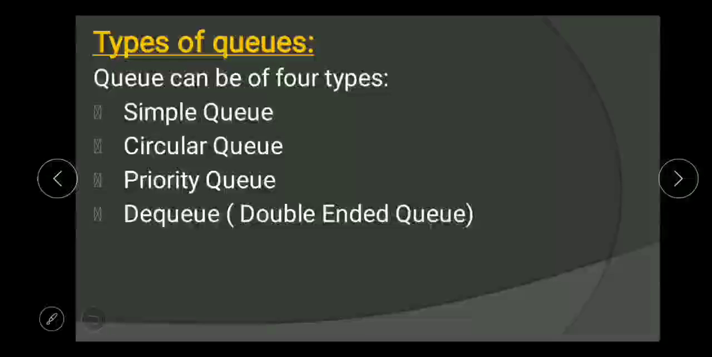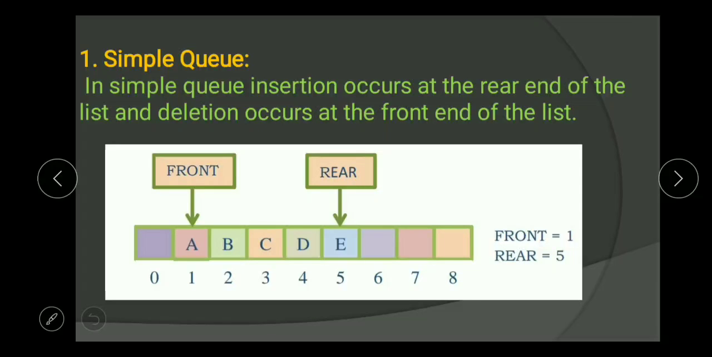Types of queues. Queues can be of 4 types: simple queue, circular queue, priority queue, and DQ, double-ended queue. Simple queue. In a simple queue, insertion occurs at the rear end of the list and the deletion occurs at the front end of the list. This is our queue, and we call it a simple queue or linear queue.